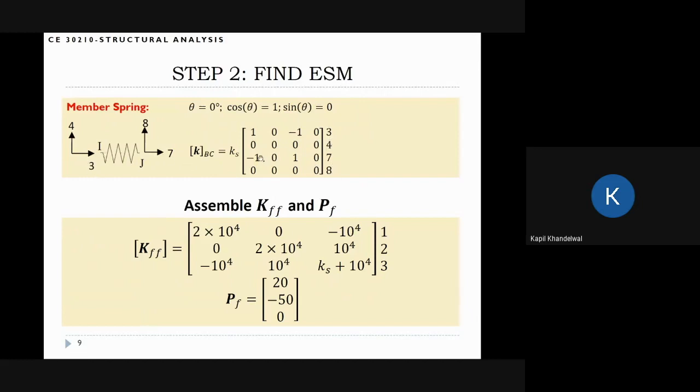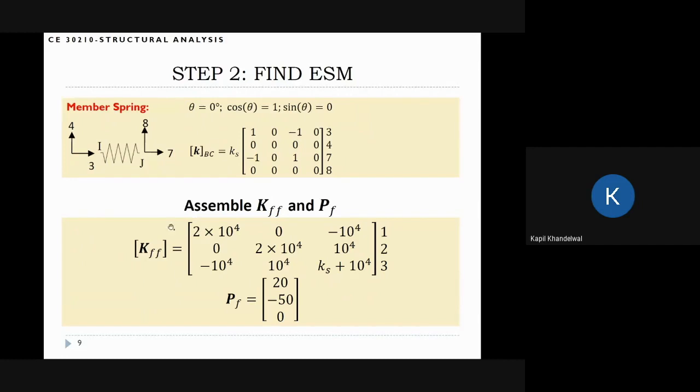But instead of using EA by L as a bar element stiffness, or as a truss element stiffness, we can just substitute EA by L by KS. So I am going to use KS as a spring stiffness. We said that we are going to specify the value later on. So we put the KS here, and this is the stiffness of this element.